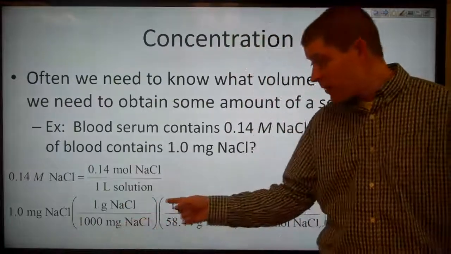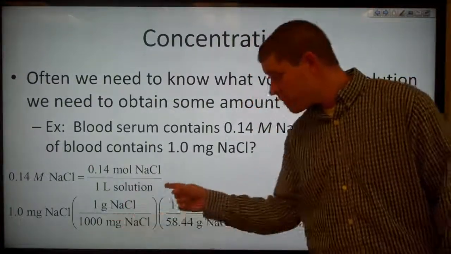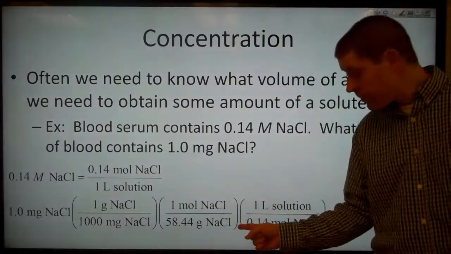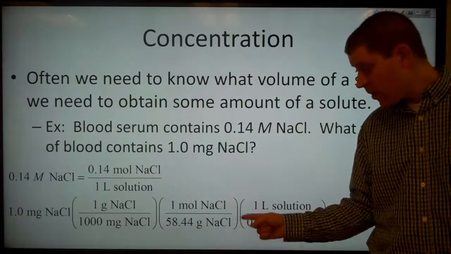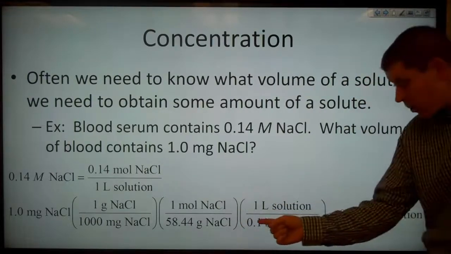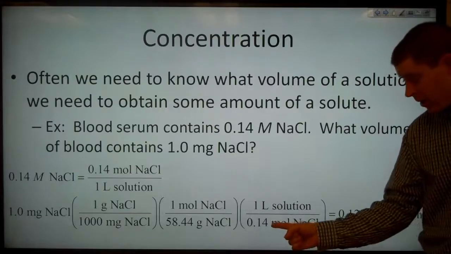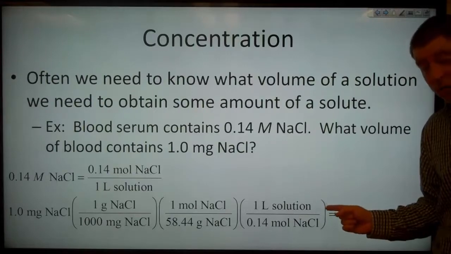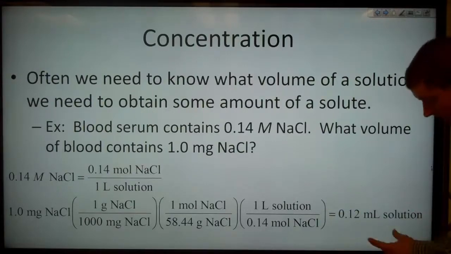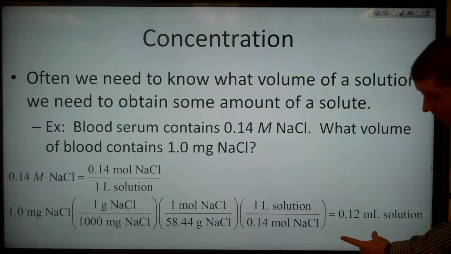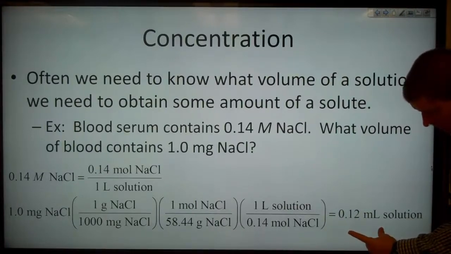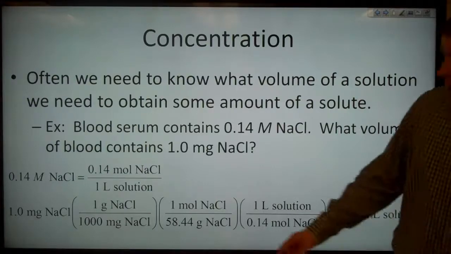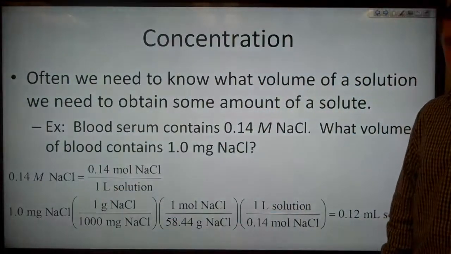So let's convert that into grams. We get rid of milligrams and put in grams. Now we know the molar mass of sodium chloride, 58.44 grams of sodium chloride per mole. And we know that our concentration in blood was 0.14 moles of sodium chloride per liter of solution, per liter of blood. That means that in order to get our 1 milligram, we need 0.12 milliliters of solution. So we need less than a milliliter of blood to get our 1.0 milligrams of sodium chloride.